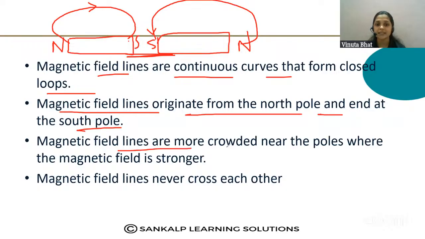Magnetic field lines are more crowded near the poles, where the magnetic field is stronger. Where there are more magnetic field lines, they have a strong magnetic field. Magnetic field lines never cross each other. They will not intersect.